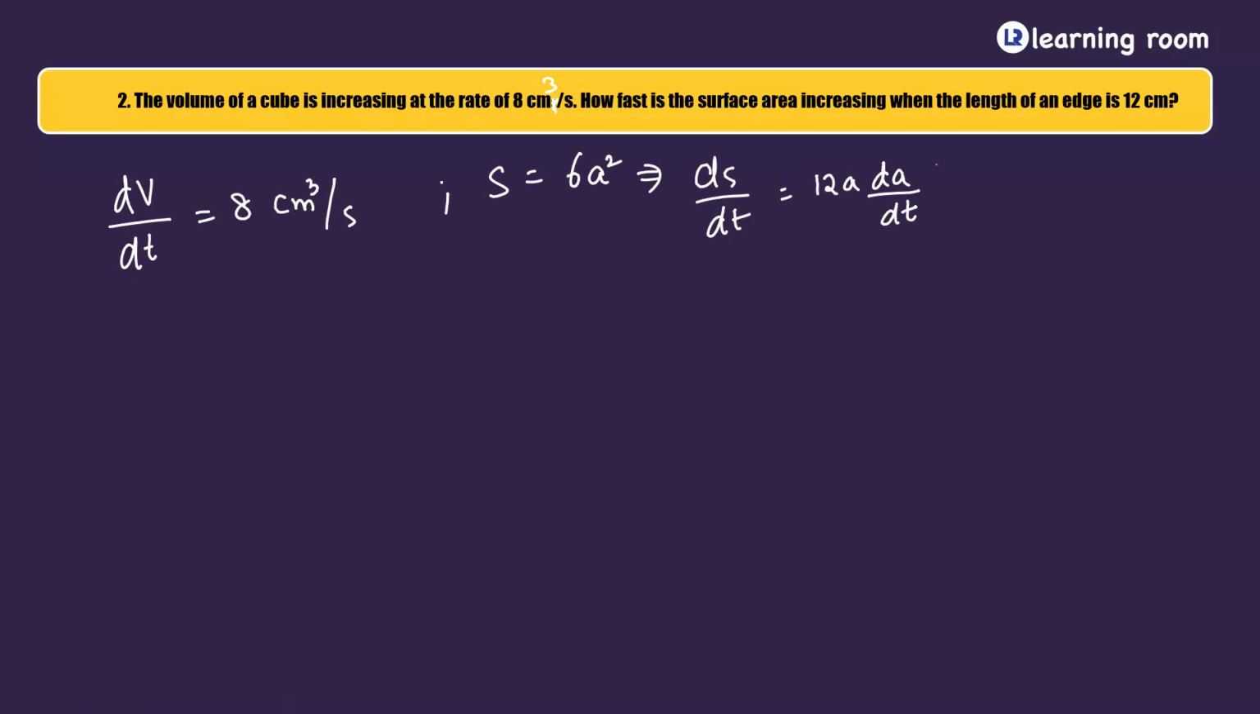Right. So here we know that V is equal to a cube, which implies dV by dt is going to be equal to 3a square into da by dt. Right.